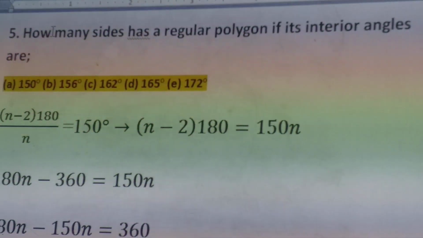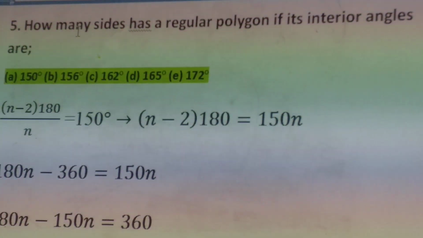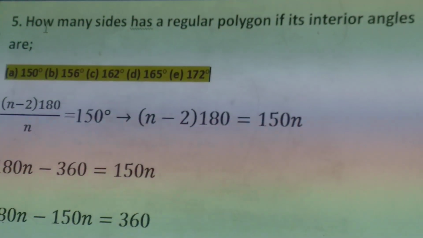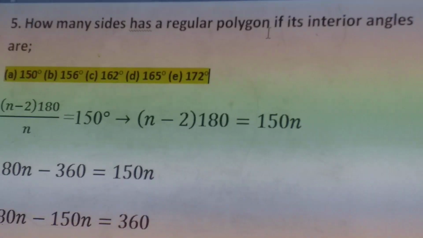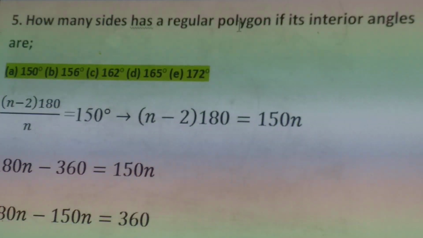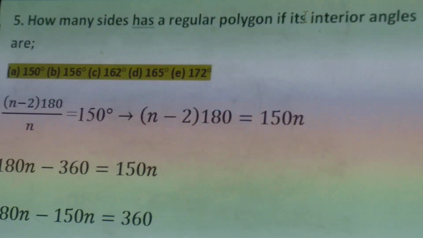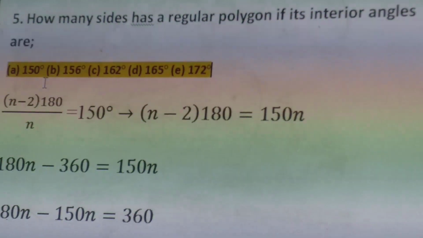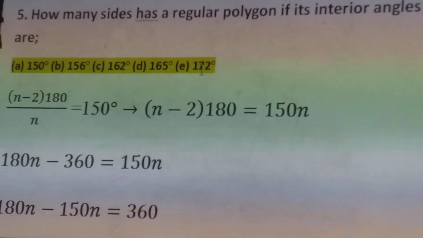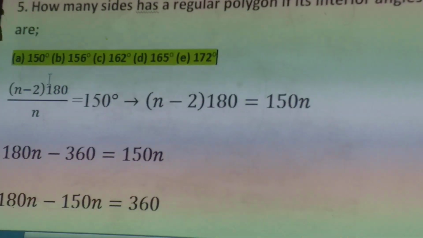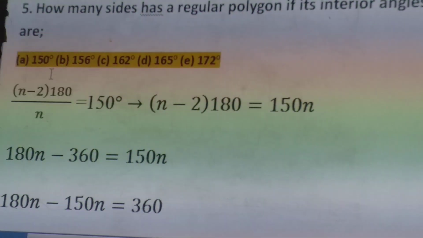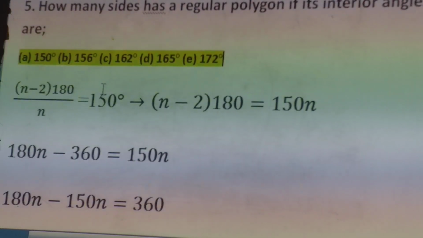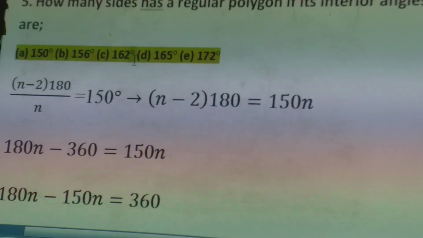Then example 5 wants us to find the number of sides. It says, how many sides does a regular polygon have if its interior angles are A, 150 degrees, which means you are given the interior angle. Let's work with A and you will do the other 4.